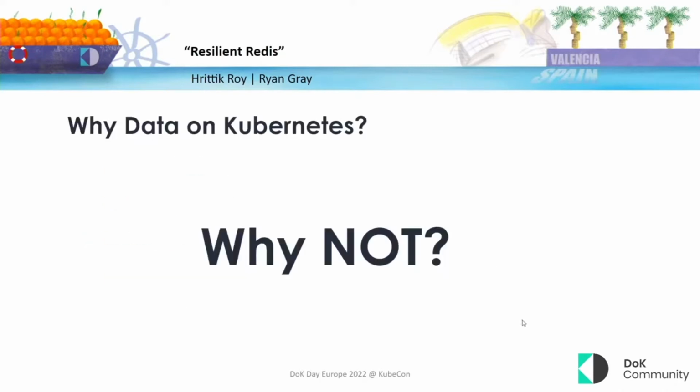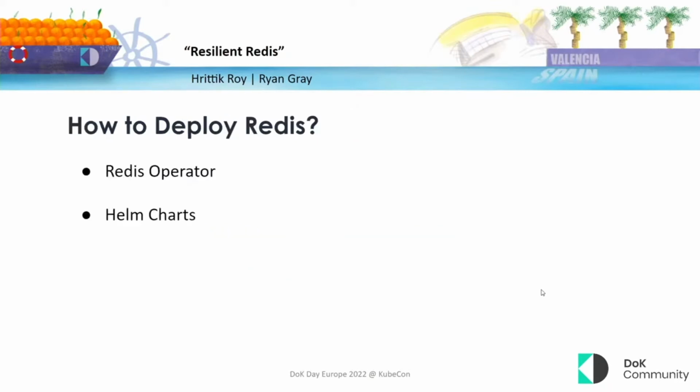Why data on Kubernetes? Why should you store data on Kubernetes? The question is why not? Kubernetes, a distributed orchestrator, was originally designed to run stateless workloads, but today it is increasing in popularity to run databases and other stateful workloads. Various enterprises utilize data on Kubernetes, and communities like DoK are empowering users as well as organizations to do the same. How to deploy Redis? You can either deploy Redis using the Redis operator or you can use Helm charts. Helm charts is one of the most popular options.